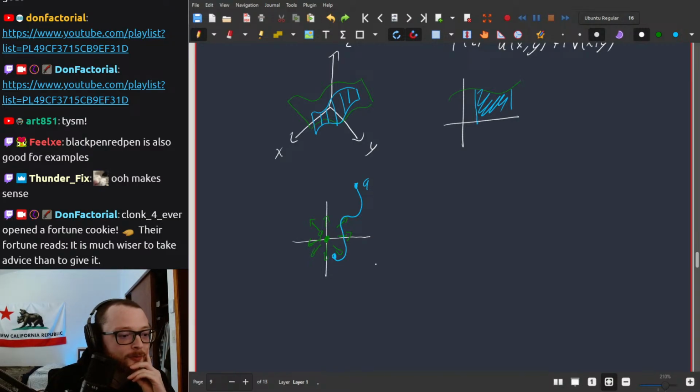Clonk. It is much wiser to take advice than to give it. Ooh, that's a good fortune. I was peeping on your art. I hope it went well.